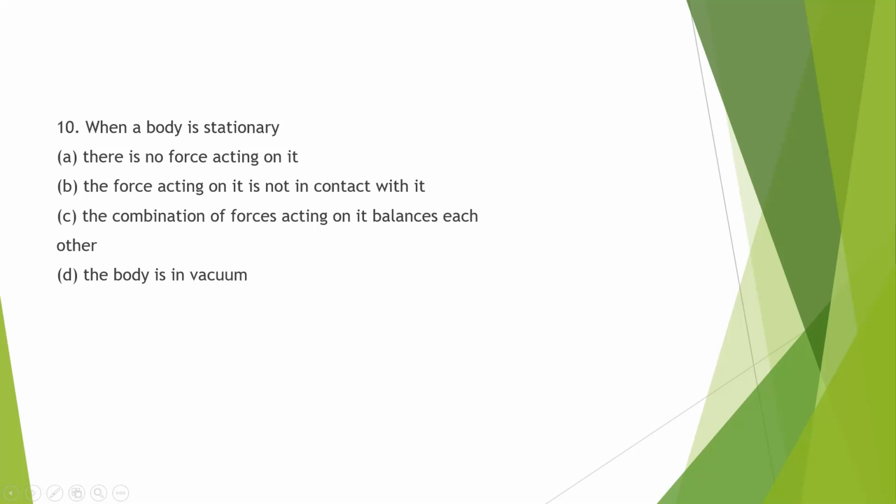See here students, if you look at the options, you feel that all the options are similar. If you don't know the concept, some students may mark that there is no force acting on it, therefore the body is stationary. No, it is not true. Why? Because at least a gravitational force will always be acting on the body. Second option, the force acting on it is not in contact with it.